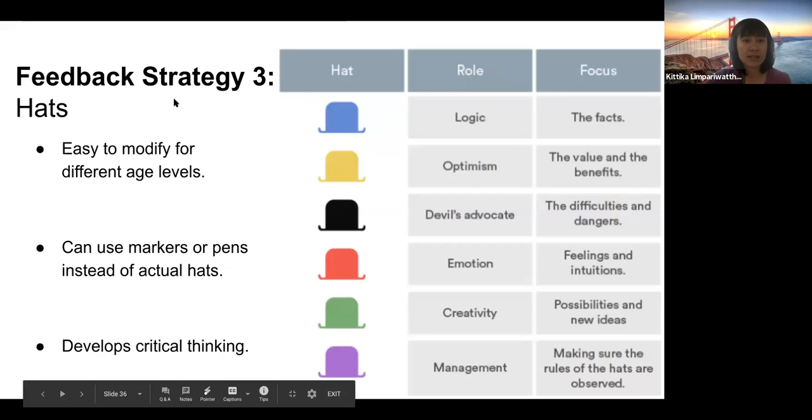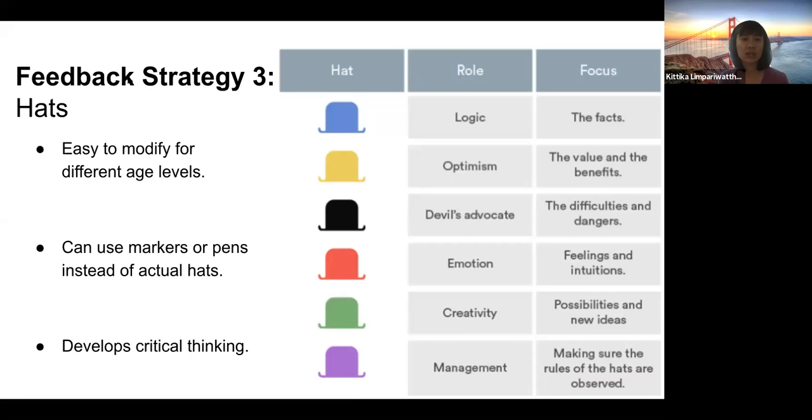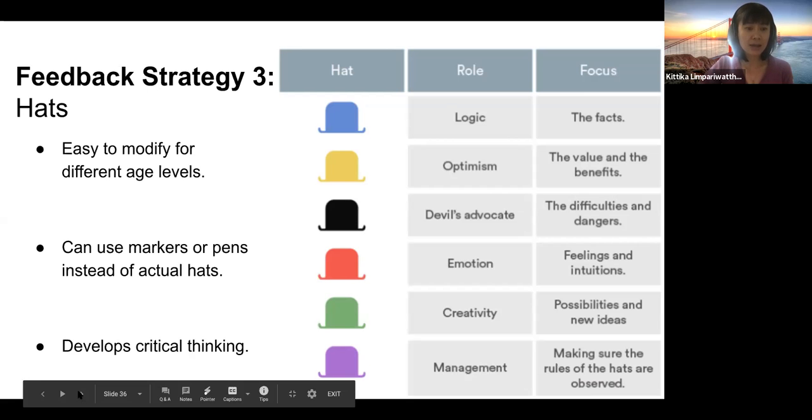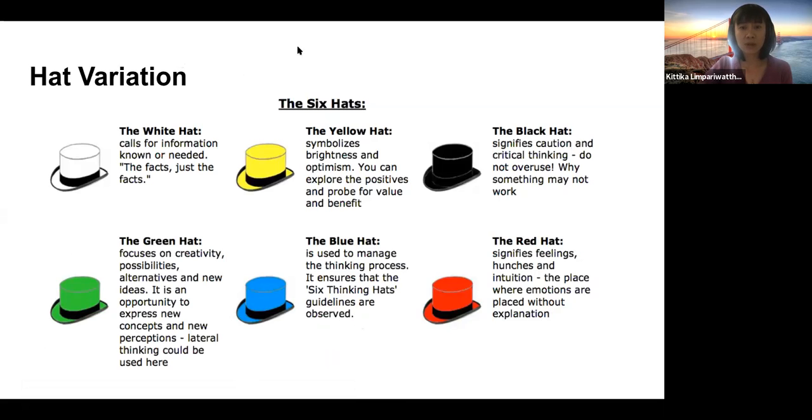And the next strategy is the hat. With this strategy, maybe you can assign students to get together in groups, and then assign each person in a group a different color of hat. So they have different roles to act when they give feedback on each other's piece of writing. In this way, students can focus on one role at a time, and so practice or develop their critical thinking. And the next slide is going to be more explanations of how we can apply the hat strategy in our classroom.